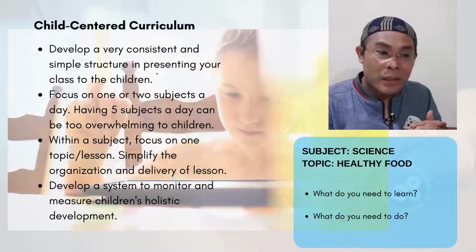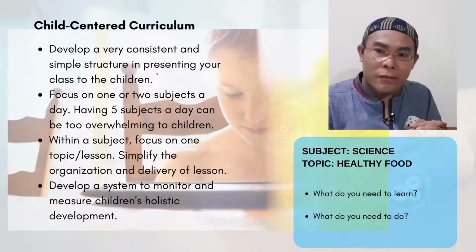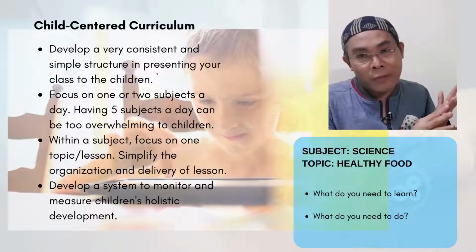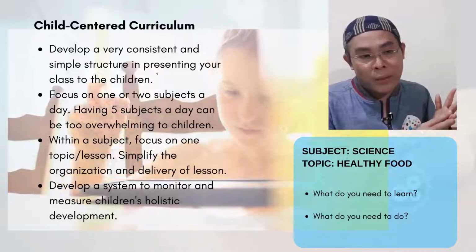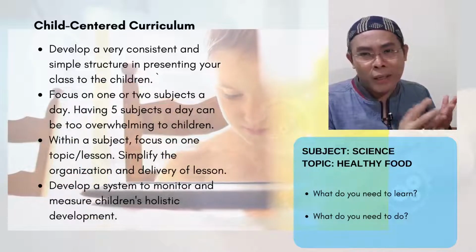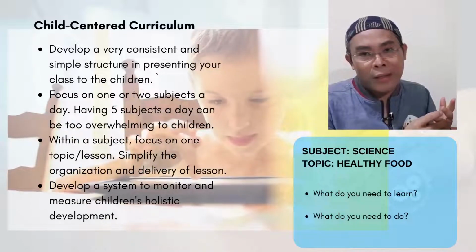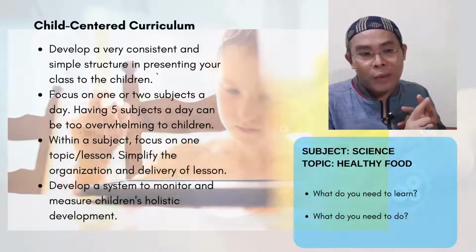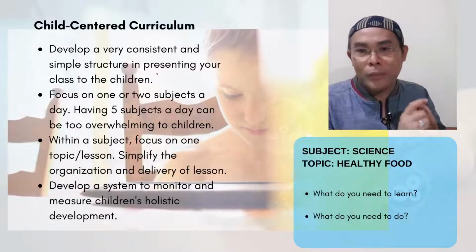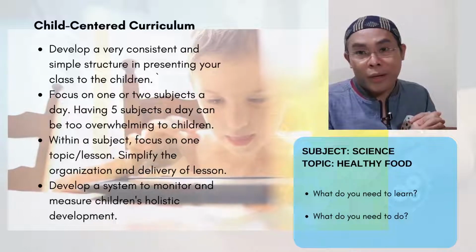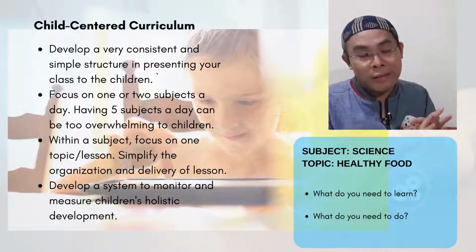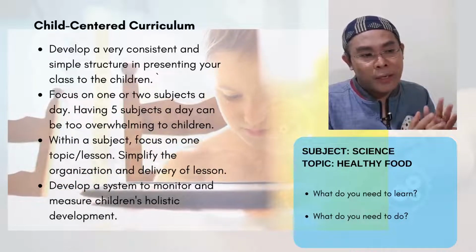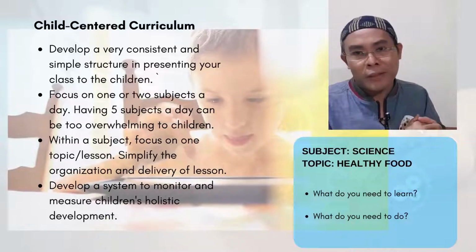Simplify the organization and delivery of the lesson. For example, to demonstrate that, at the right side with the blue background, I have here the subject, for example science, and the topic is about healthy food, and you can still simplify that. We can make it more specific. And I only have two structures here, two outlines: what do they need to learn, and what do they need to do? I'm going to elaborate that more on the next slides. And the last one is to develop a system to monitor and measure children's holistic development.